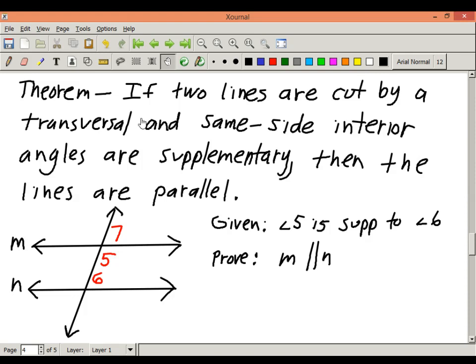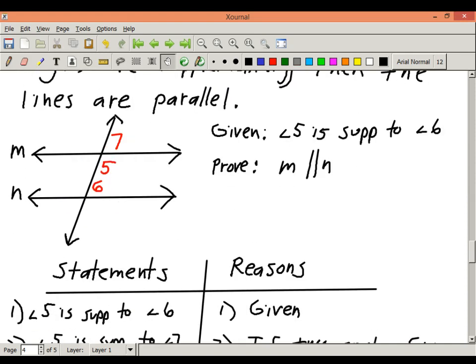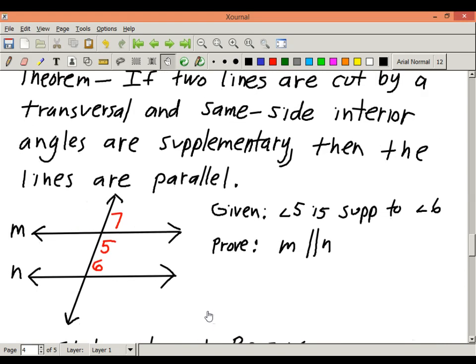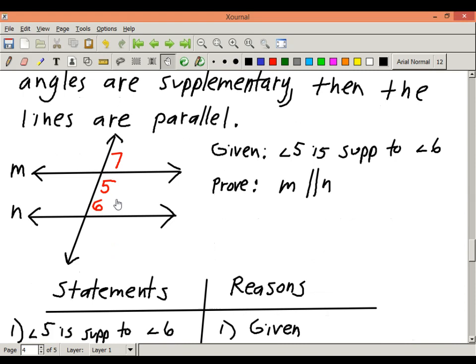So again, the theorem we're trying to prove is if two lines are cut by a transversal and same side interior angles are supplementary, the conclusion is then the lines are parallel. So notice all 4 conclusions today end the same way: then the lines are parallel. So there's your diagram. Now what are we given? We're given that same side interior angles are supplementary. So regarding this drawing, we're given that angle 5 and angle 6 are supplementary. So that's in your given there.